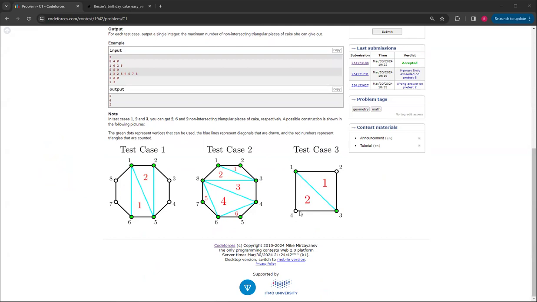One thing to note is that the triangle doesn't always have to have a side as one of the sides of the polygon. For example, if you look at test case 2, this 4 does not have any sides that's actually on the sides of the regular polygon. So that's something that you should know.